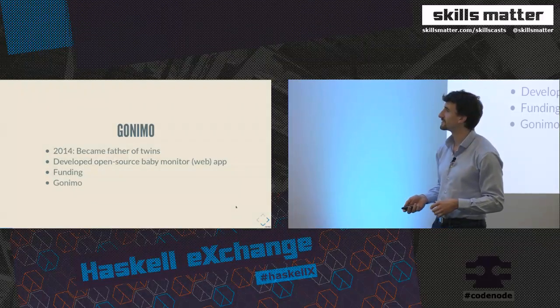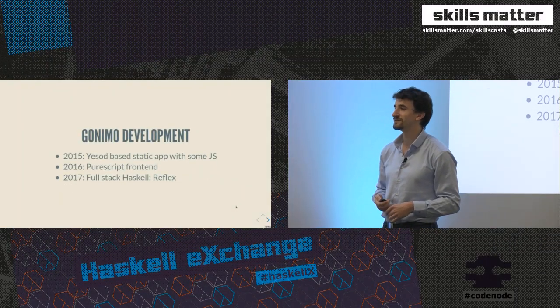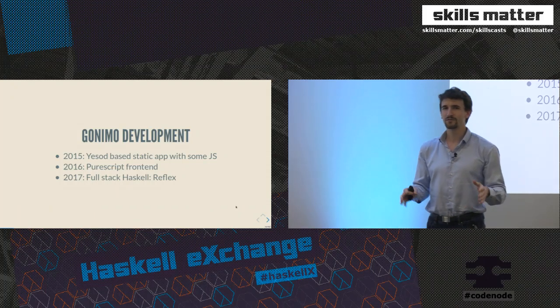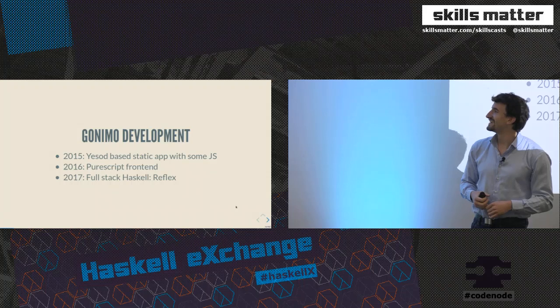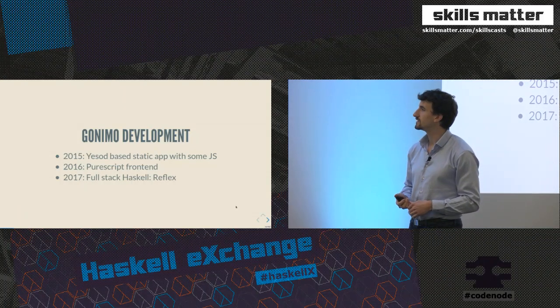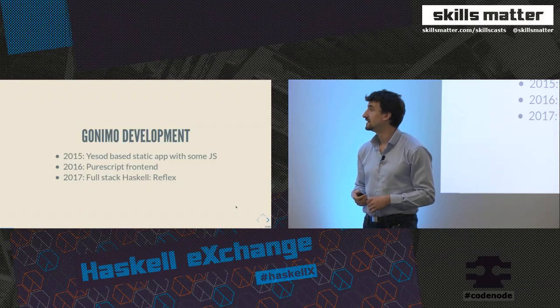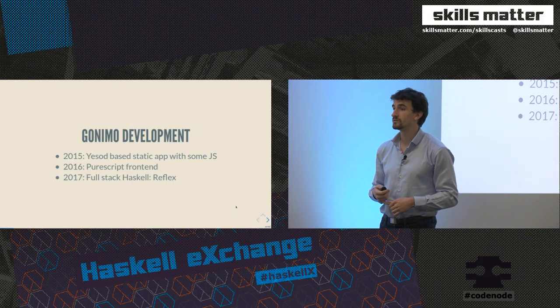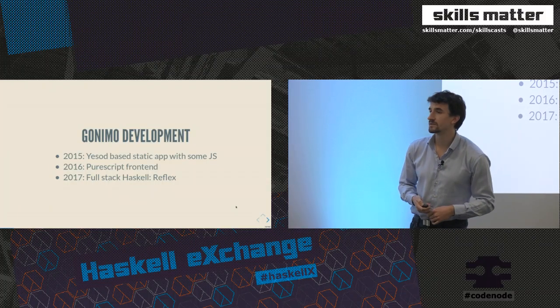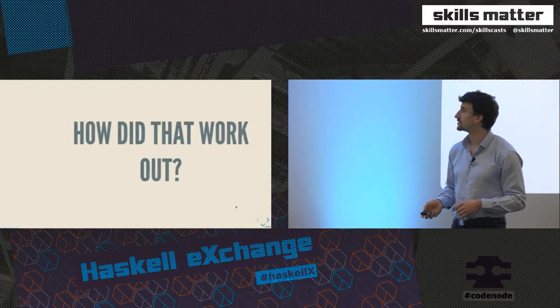I even got some funding for this, so it really came to life because otherwise I would probably have been stuck with the first version. It was a very simple application, just a Yesod application with some JavaScript gluing it together. It kind of worked for us, but it wasn't really great. But we got some funding, so in 2016 I wrote a proper PureScript front-end for it. And in 2017 I decided to do a rewrite and went full stack Haskell based on Reflex. The last one is the one I'm going to talk about today, so the Reflex version of Gonimo.